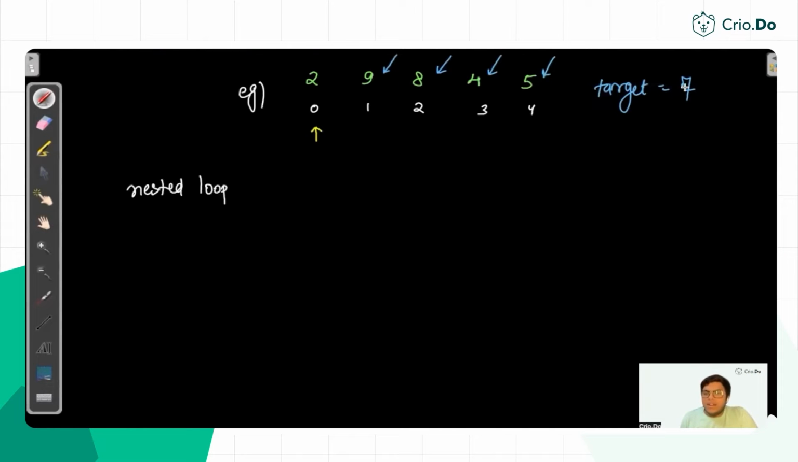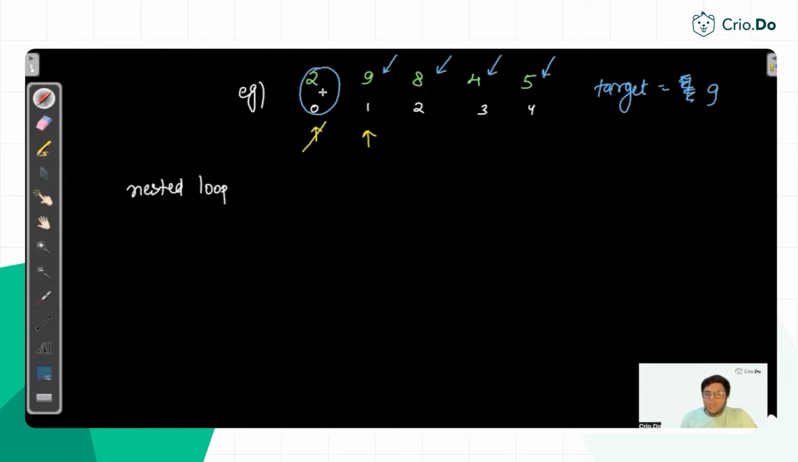Let's assume the target was not 7, but maybe 9. In that case, what will you do? Instead of taking the first index as the 0th index, let's take some other index. Let's take the first element in the pair as the first index. Can the second element in the pair have the same index? Can we take two elements in the pair with the same index? No, we have to take a different index.